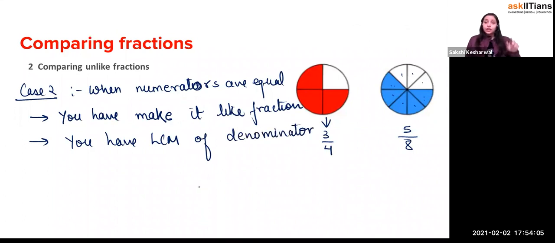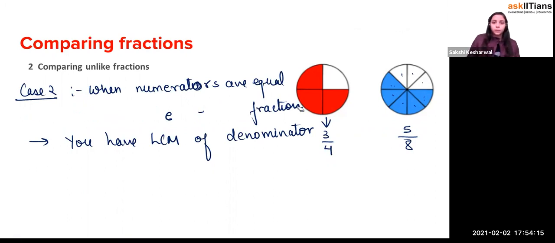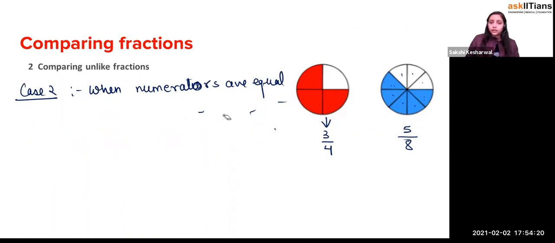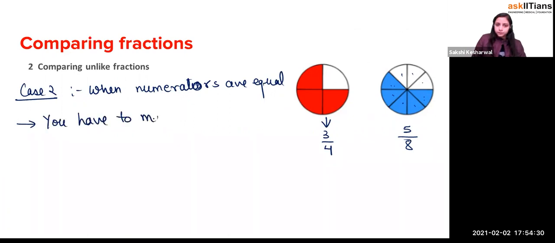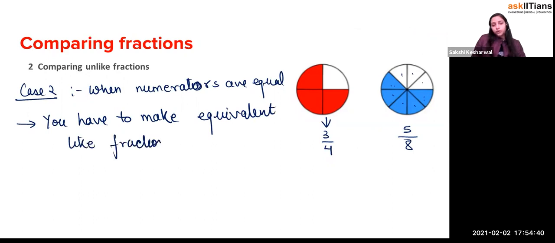And as we did, you have to make equivalent like fractions. Instead of writing all these things, it's better we write it in simple words, because we did it in the last class. You have to make equivalent like fractions. That's it. The comparison only needs that, there's no need to write this much big stuff. Just write a simple thing: make equivalent like fractions of the fractions, right?